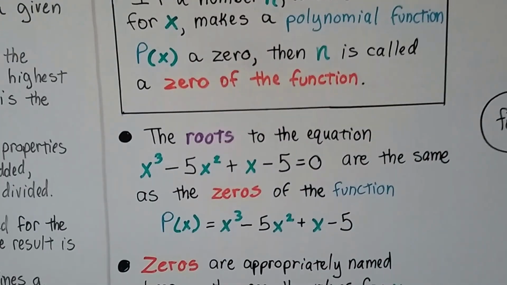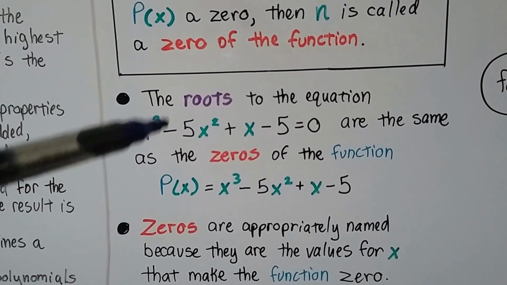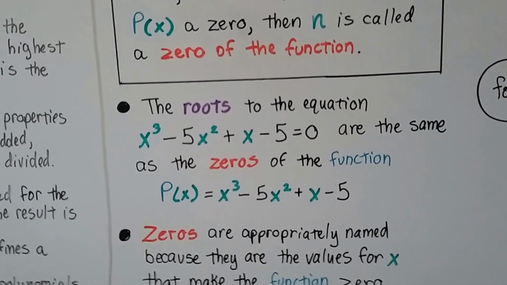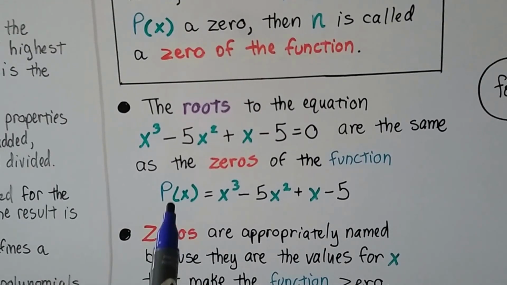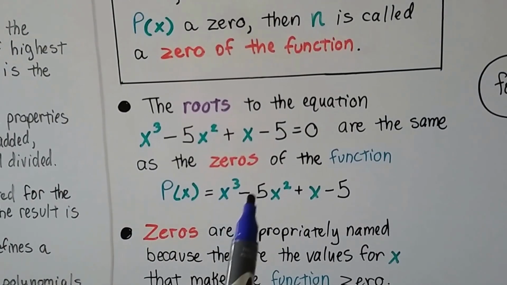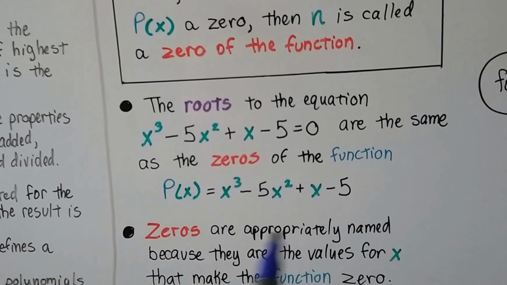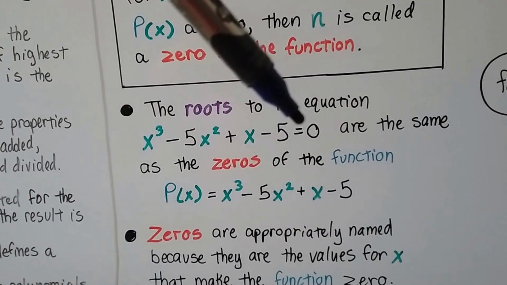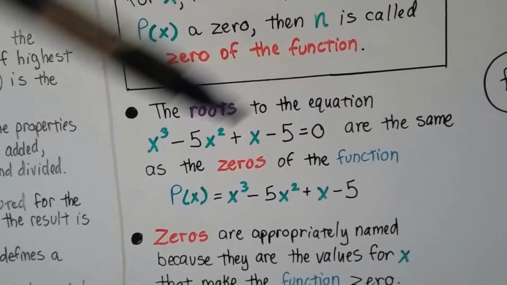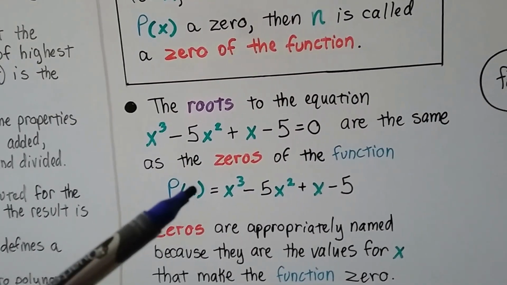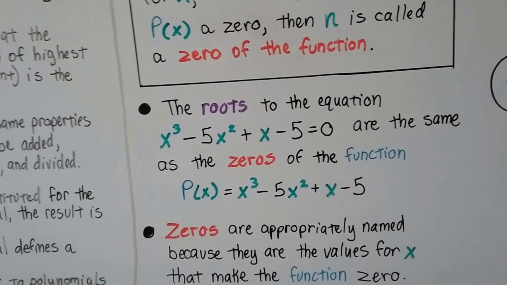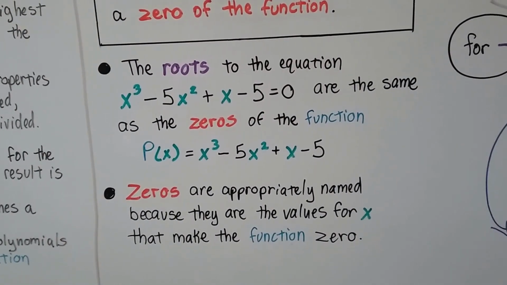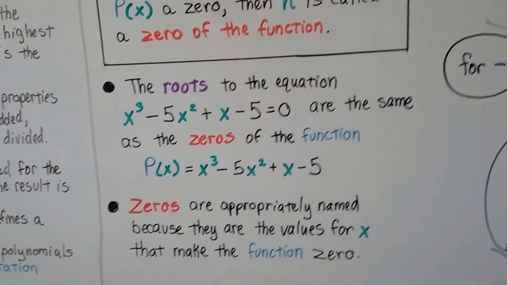And the roots to the equation x to the third minus 5x squared plus x minus 5 equals 0 are the same as the zeros of the function p of x equals x to the third minus 5x squared plus x minus 5. So take a look at this one compared to this one. Our difference is we have it equal to 0 here, and over here we've got it equal to p of x. See? Otherwise it's the same thing, isn't it? And zeros are appropriately named because they're the values for x that make the function 0.